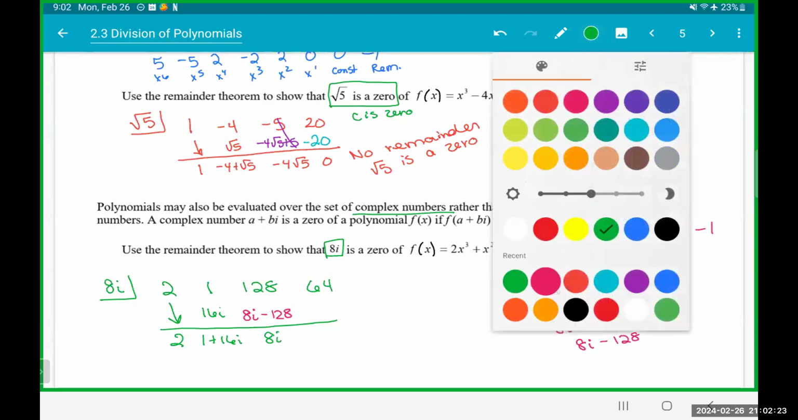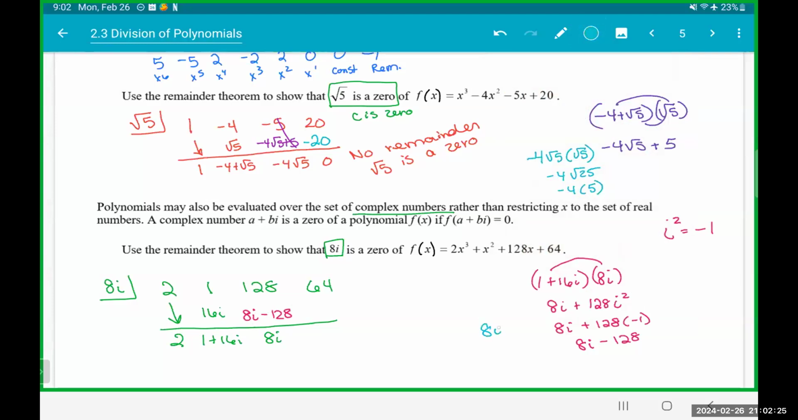Okay. Then I have 8i times 8i. That's 64i squared, but i squared is the same as -1, so that's -64. And that gives me a remainder of 0, so we have no remainder. So 8i is a 0.